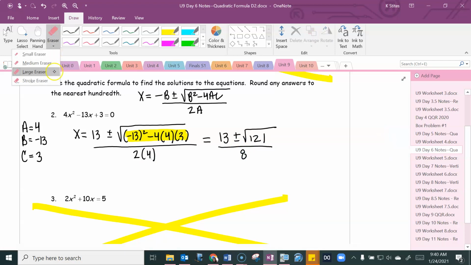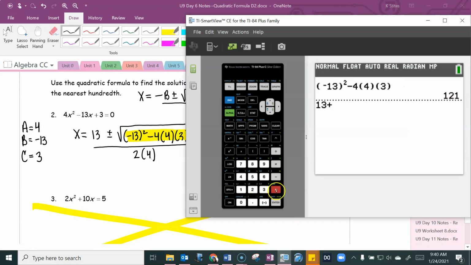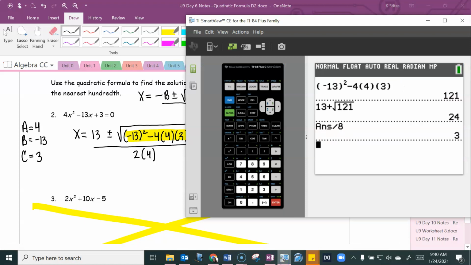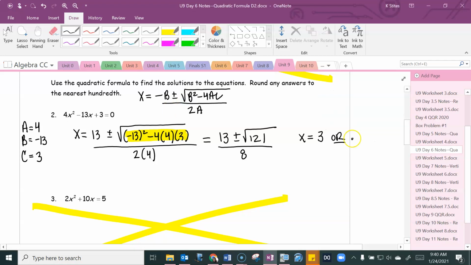All right, final step is to go ahead and plug this into your calculator. Make sure you do it twice because we do have a plus and a minus. 13 plus square root 121, enter, divided by 8. Okay, so first solution or x-intercept is a 3. All right, let's do it again. 13 minus square root 121, enter, divide by 8. Second solution is at a 0.25. All right, so there are your two solutions.